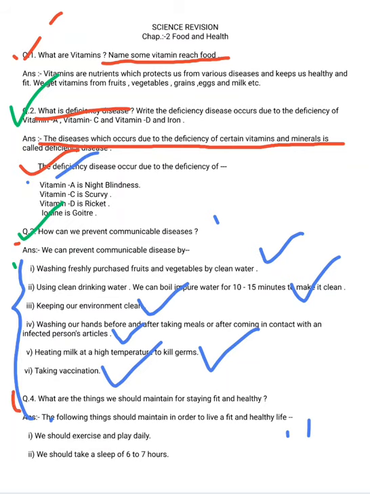So coming to the next question. Question number 4 is, what are the things we should maintain for staying fit and healthy? আমি fit and healthy হৈ থাকিবৰ কাৰণে আমি কি বস্তু মেইনটেইন কৰিব লাগে? What are the things we should maintain for staying fit and healthy? Right. So the following things should be maintained in order to live a fit and healthy life.